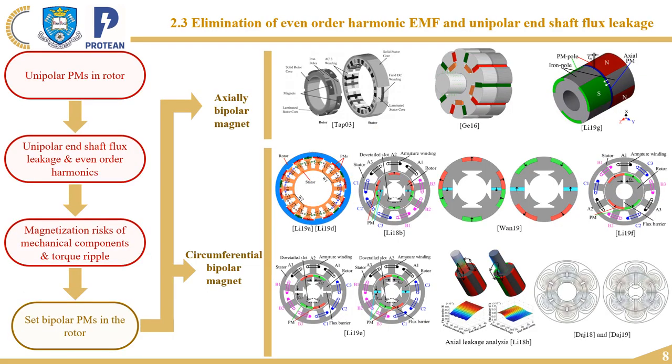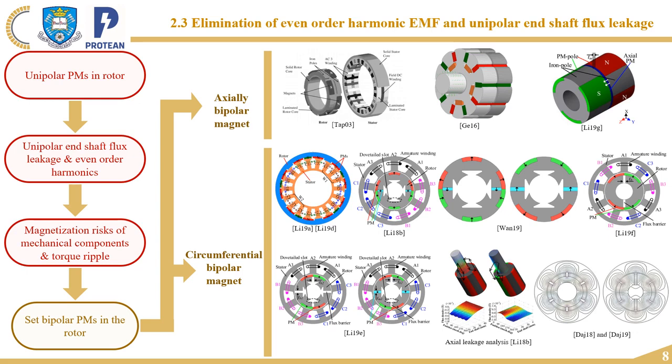The next part is the elimination of even-order harmonics and unipolar end-shaft flux leakage. Due to the unipolar PMs in the rotor, it will lead to unipolar end-shaft flux leakage and even-order harmonics. This will cause magnetization risks for mechanical components and torque ripple. The main idea to solve this problem is to set bipolar PMs in the rotor.